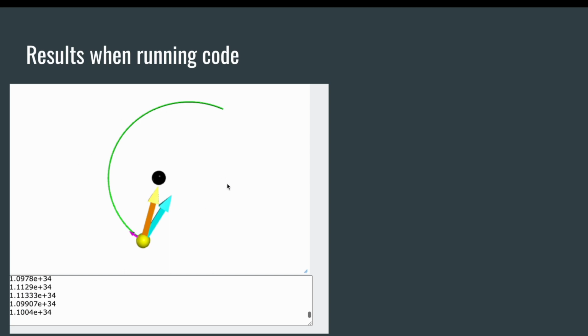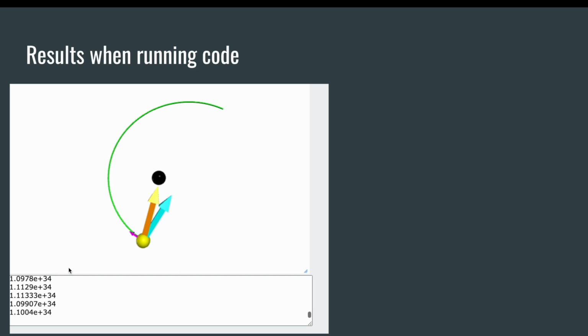And this is what it looks like when you're running it, with the arrows pointing. The perpendicular arrow, or the parallel arrow, is pointing in this direction here, and in this direction here, and then this is the Fnet.